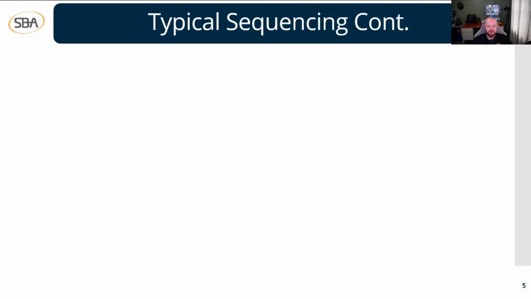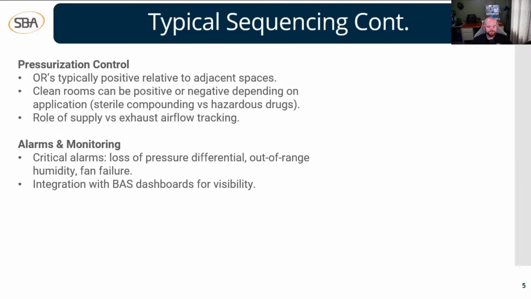We move on here to a continuation of that. So after we get through the temperature and humidity control, we move on to our pressurization control. So with pressurization control, our operating rooms typically need to be running in a positive pressure relative to their adjacent spaces. Clean rooms can be positive or negative depending on their application.